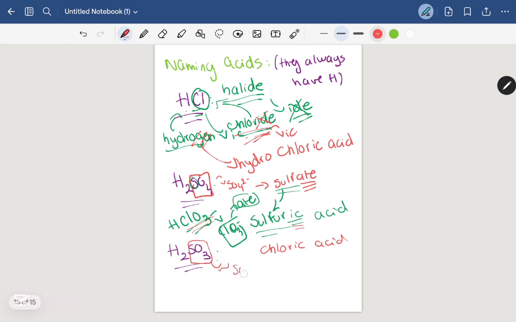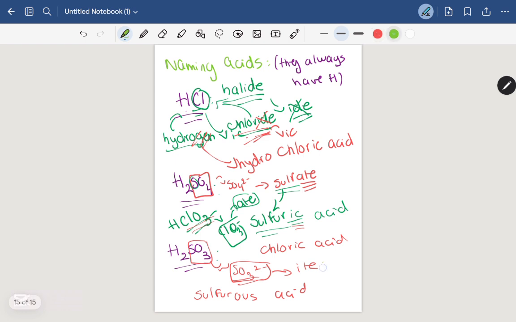Now finally, last but not least, you will check the anion of H2SO3. You're going to get SO3 2 minus. If you see that its ending is ITE, because this is sulfite, then what are you going to do? You take the root of the anion, which is sulfur, and then you put OUS, so sulfurous acid.